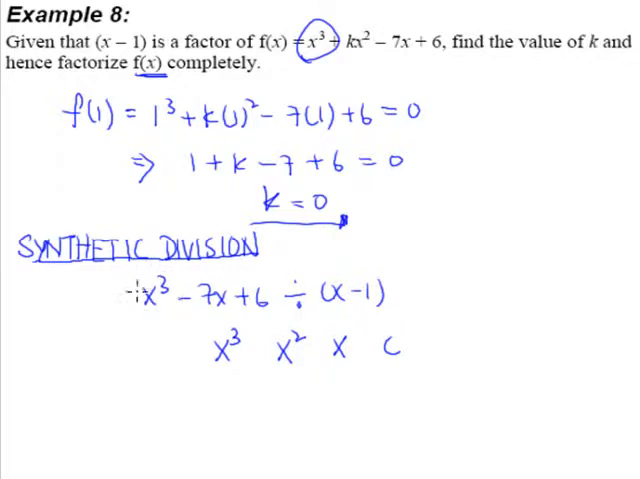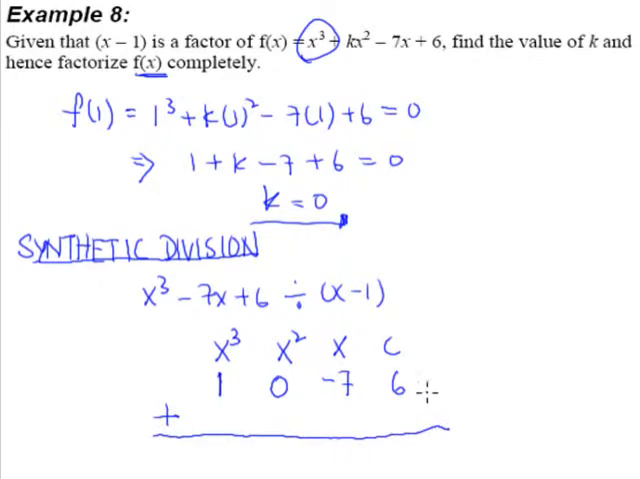Now let us write down the coefficients. The coefficient of x cubed will be 1, so 1 here. Since there's no x squared, the coefficient of x squared will be 0. The coefficient of x will be negative 7. The constant itself is positive 6. After you write down the coefficients, you put a plus here and you draw a line across.